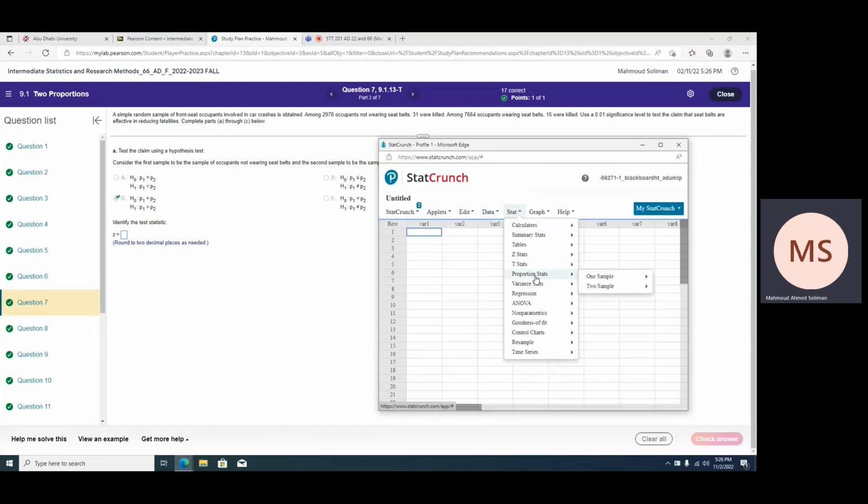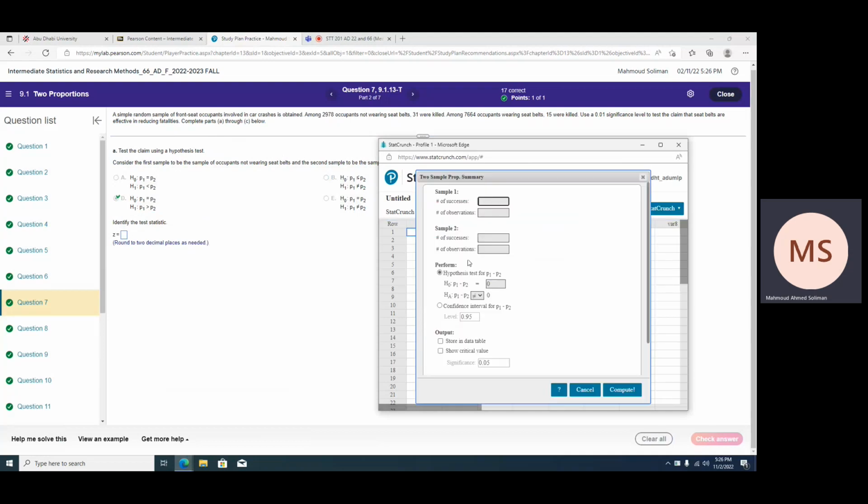So stat, proportion, two-sample summary. P1, people not wearing seatbelts, yes? Yeah. So successes, we'll put sample 1, people not wearing seatbelts, 31. Then 2,797. Then successes of the second one, 15. Observations, 7,664.